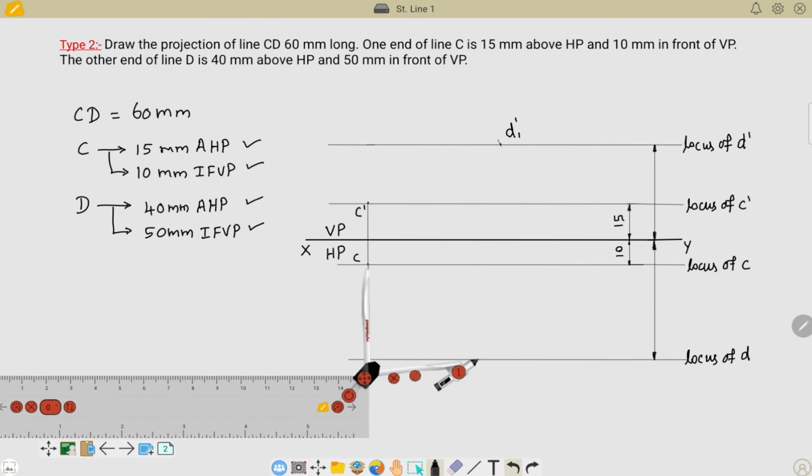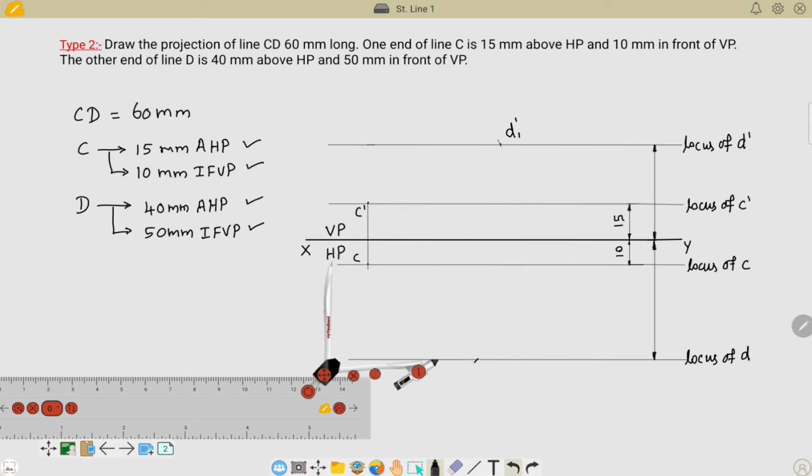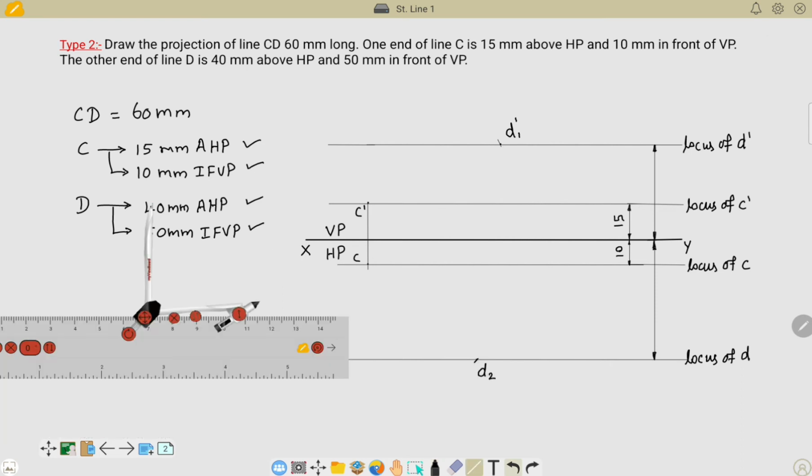Similarly, take your compass on the downside like this, measuring 60 millimeters. Place your compass on the C point and draw an arc on this locus of D line. There is an intersection point. That point is nothing but D2. Now join this C dash and D1 dash like this. Similarly, join this C and D2 like this. This is the true length of the line.